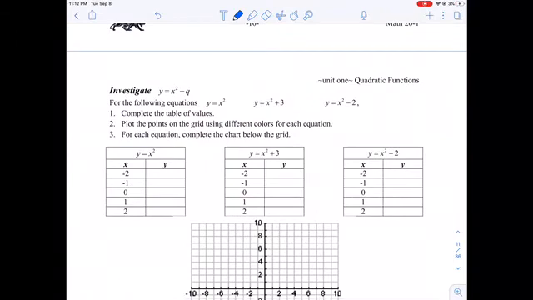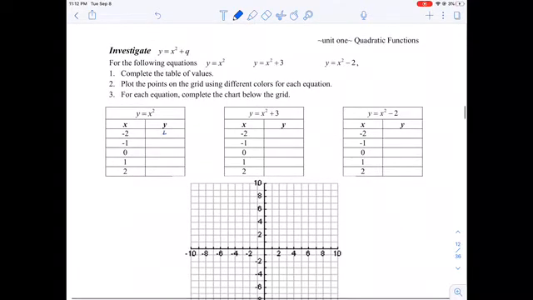Okay, let's do the next investigation for the following equations. y equals x squared, y equals x squared plus 3. Again, we know this one. This is 4, 1, 0, 1, and 4. If I take those values now, my y equals x squared values, which I have over here, and I add 3 to all of them, we get 7, 4, 3, 4, and 7.